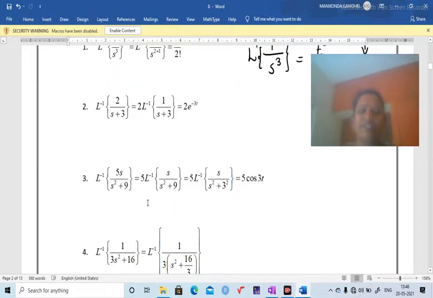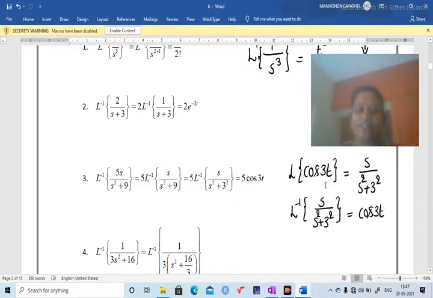Next one, L inverse of 5s by s square plus 9. Take 5 outside. L inverse of s by s square plus 9. 9 can be written as 3 square. This is the formula for cos 3t. Observe, L of cos 3t equals s by s square plus 3 square. Therefore, L inverse of s by s square plus 3 square is cos 3t. Therefore, the final answer is 5 into cos 3t.